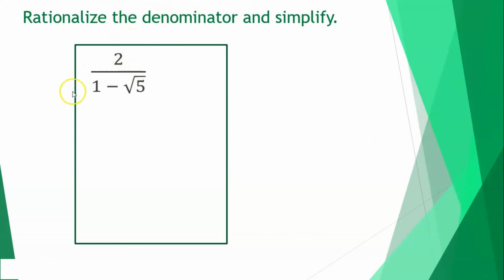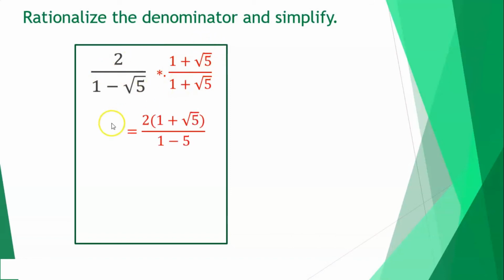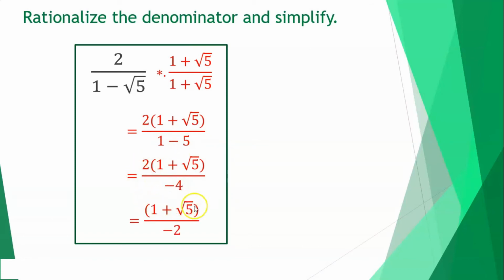Rationalize 2 over 1 minus square root of 5. So at this point, we need to multiply the numerator and the denominator by its conjugate, which is 1 plus square root of 5. Okay, so multiplying this, we will have 2 quantity 1 plus square root of 5. So at this point, 1 squared is 1. Square root of 5 squared is simply minus 5. So simplifying further, 1 minus 5 is negative 4. You can still simplify this. So the final answer would be 1 plus square root of 5 over negative 2.